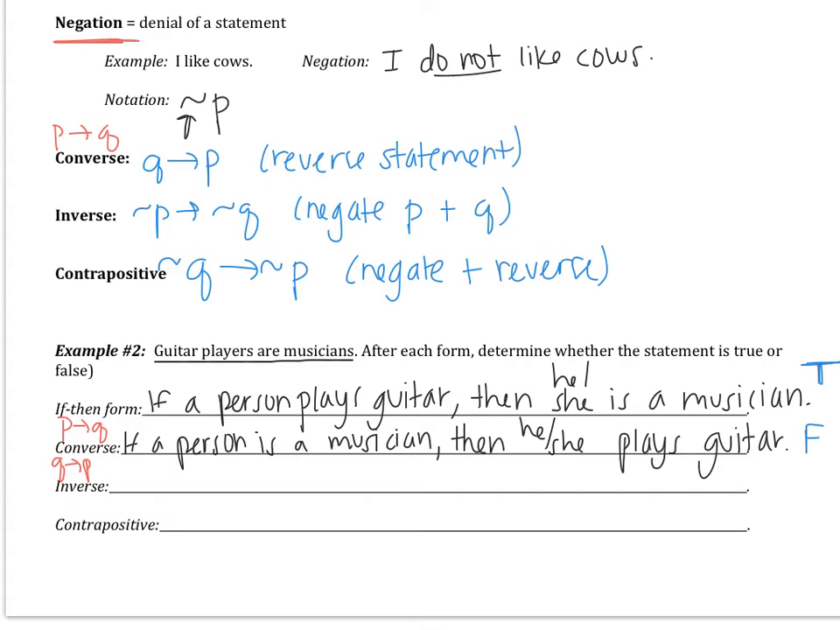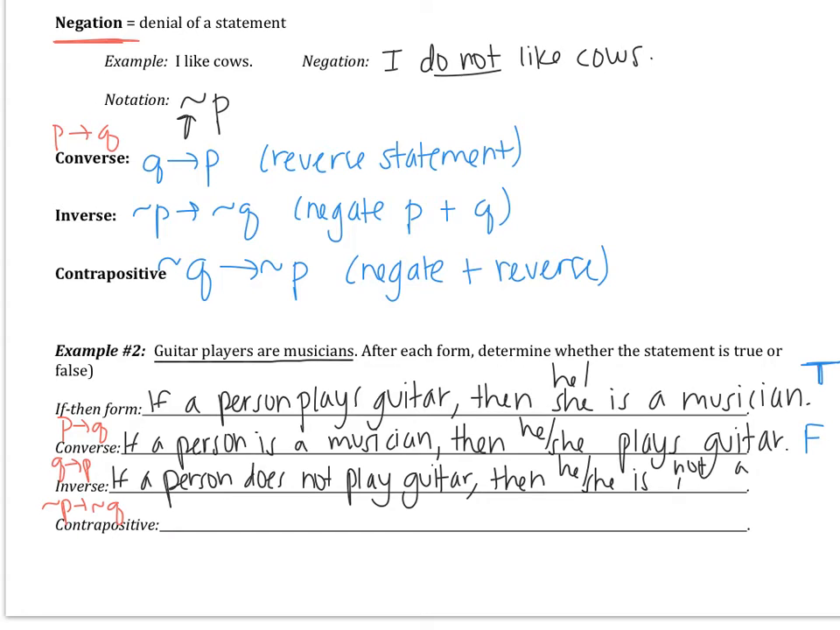Okay, now on to inverse. Inverse means, taking my if-then, I'm going to negate both P and then I'm going to negate Q. So in this case, we would say, if a person does not play the guitar, then he or she is not a musician.